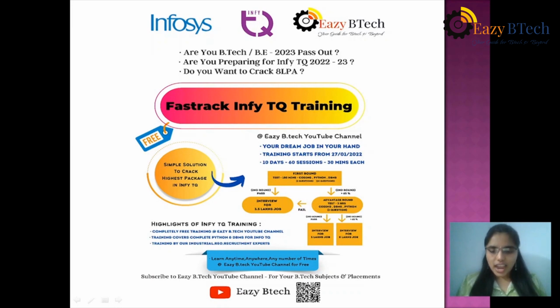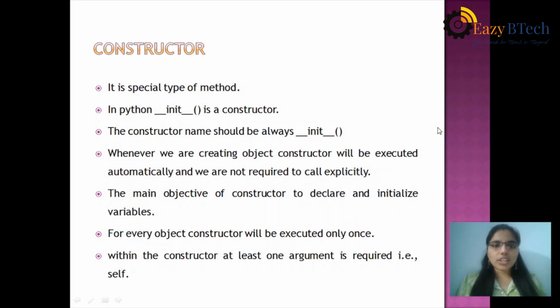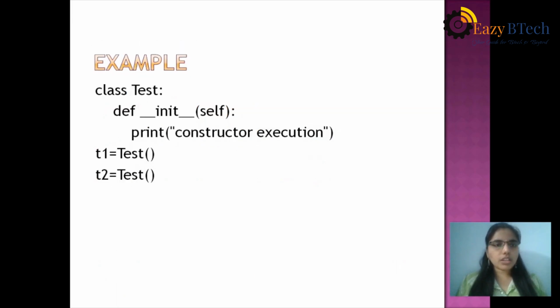In the last session, I had discussed constructors and methods. What is a constructor? A constructor is a special type of method. In Python, __init__ is the constructor. The constructor name should always be __init__. What is the main object of a constructor? The main object of a constructor is to declare and initialize variables. Whenever we create an object, the constructor is executed automatically and we are not required to call it explicitly. This is about constructors. I already told some example programs for constructors also.